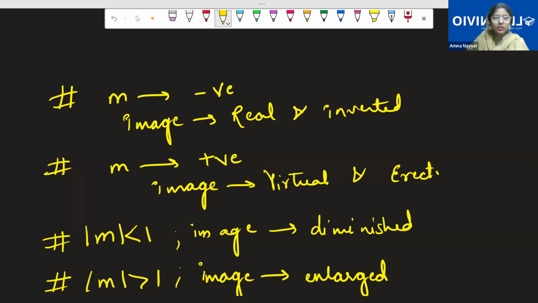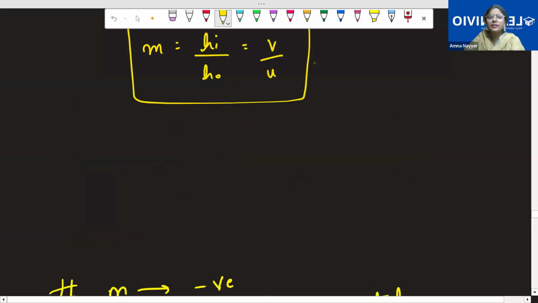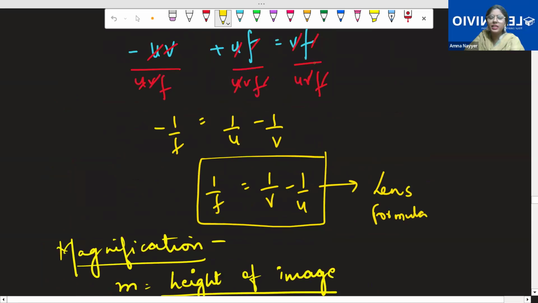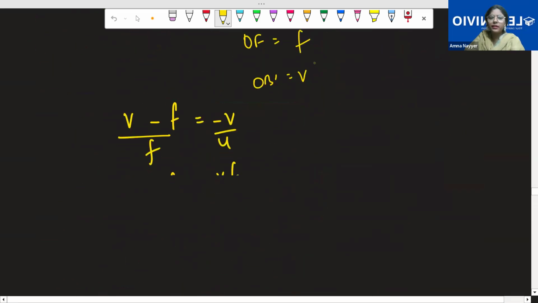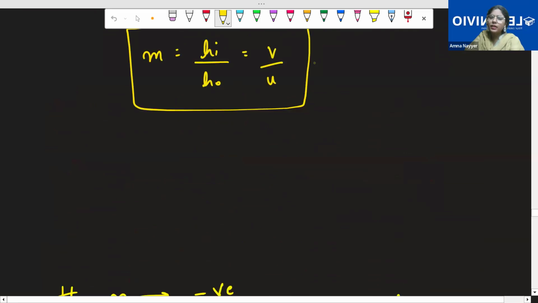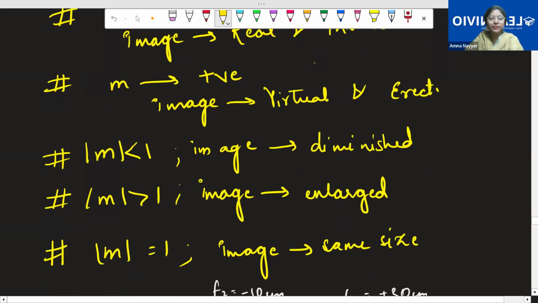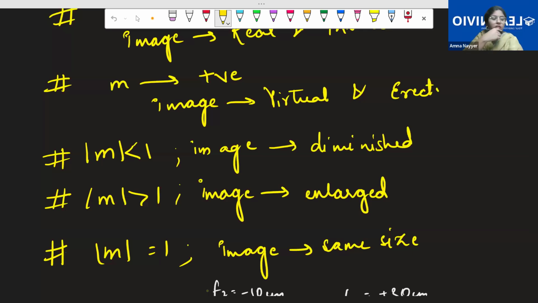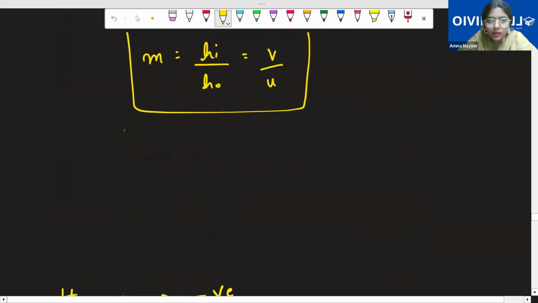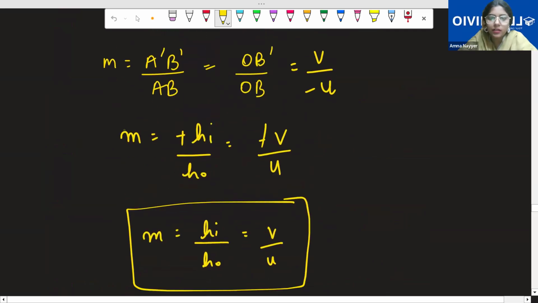Yes, ma'am. Okay. Class, in the last class, we completed the derivation of the lens formula. Magnification also we did. This was completed. Have you written everything? Is there anything left? Written or not? You didn't write this part? No, we wrote m is equal to minus v by u. That was the last time. Okay, this part you have written.